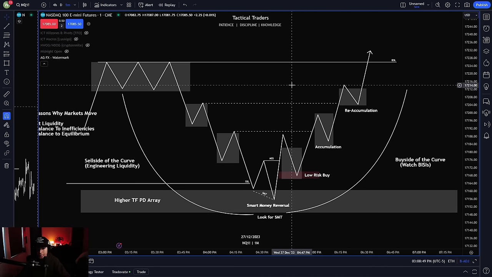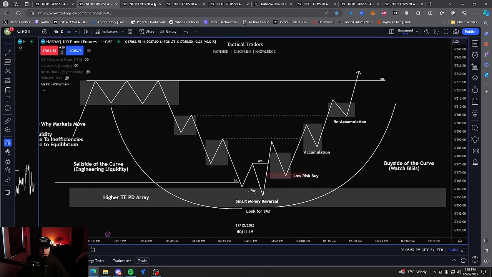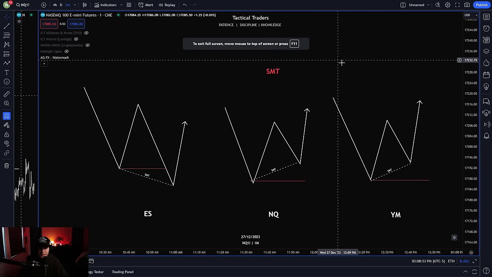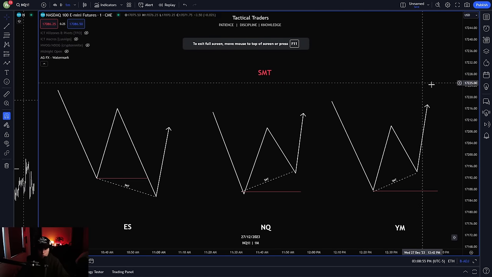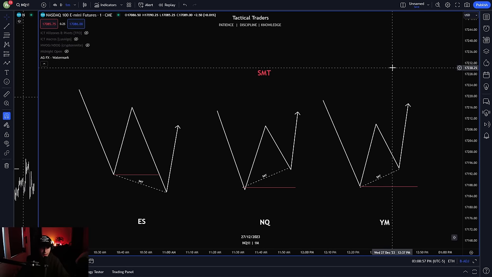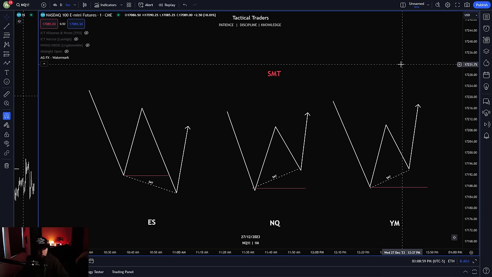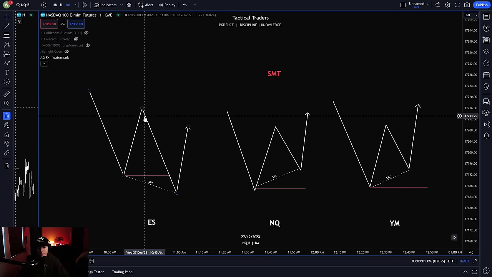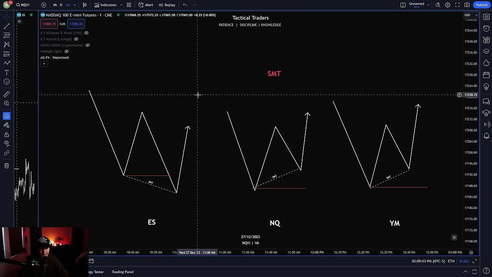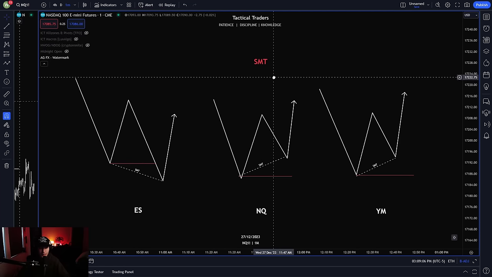Again, if you don't understand what an SMT is, we'll go over that real quick as well. So an SMT is a divergence between indices. When we're looking for a smart money reversal and recognizing the start of the buy side of the curve or the start of the sell side of the curve, one of the biggest and best understandings of when that is, is if we get some form of SMT.